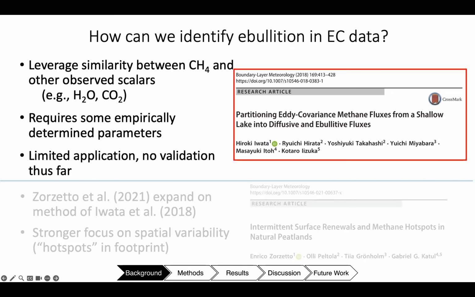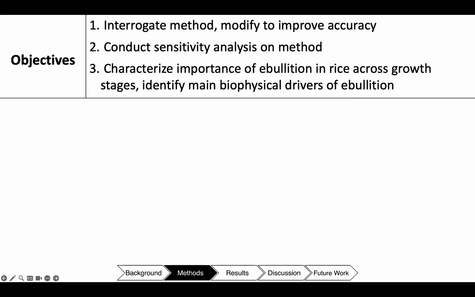So we focused on the Iwata paper. We wanted to interrogate the method and look at how it worked in our system. We did a sensitivity analysis, and then we also looked at main drivers and mechanisms for the ebullition that we did detect in our rice system.